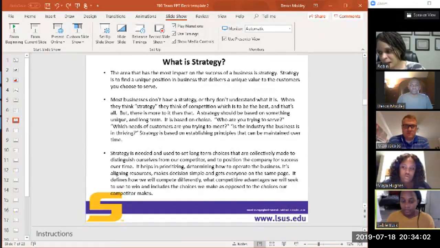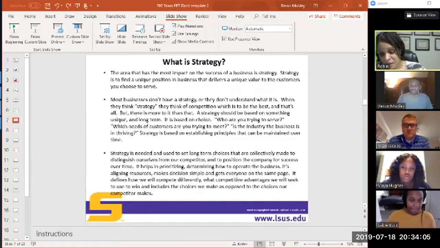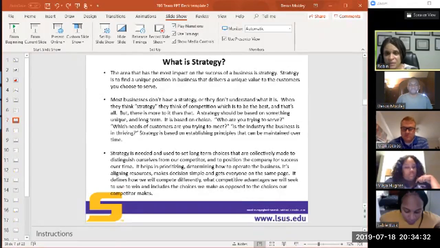Yes. I start out by defining what is strategy, and it's basically the whole set of choices a company makes collectively to position the company for success over time. And in my opinion, the average company does not have a strategy, or they do not really understand what a strategy entails. And I just think that you have to have one to be successful.